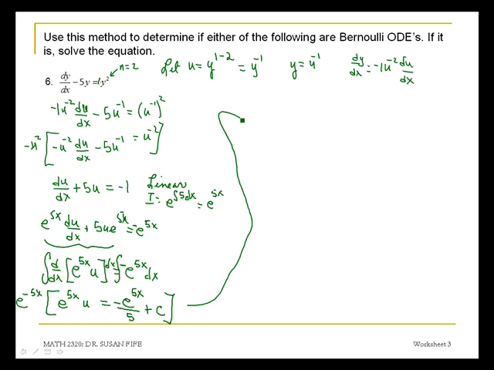I'll bring that up here. That way this e to the negative 5x and e to the 5x cancel. They give you u. On the right side, the e to the 5x and the e to the negative 5x cancel. You get negative 1/5 plus c e to the negative 5x. Okay, and then we need to substitute back in for u. U is equal to y to the negative first.